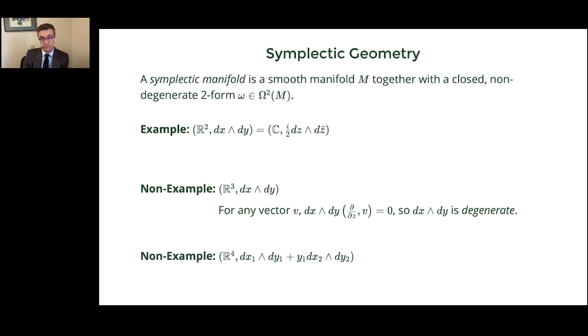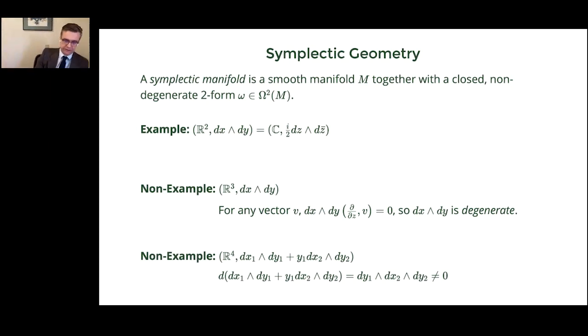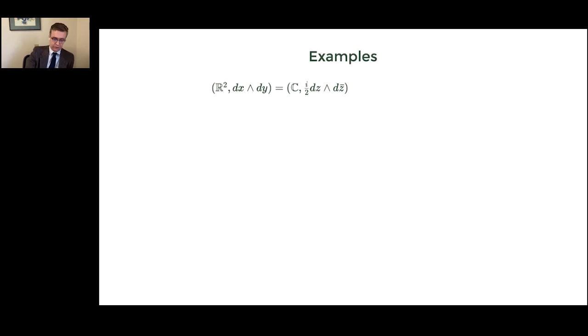Another non-example: R4 is a four-manifold, so that's even dimensional. Here's a two-form which is non-degenerate, but it's not closed, because if I compute the exterior derivative, the y1 coefficient on the second term gives me a non-zero exterior derivative. So that's not a closed two-form. Mentally, I think of the closed condition as some sort of divergence-free condition. So I'll give you a laundry list of examples.